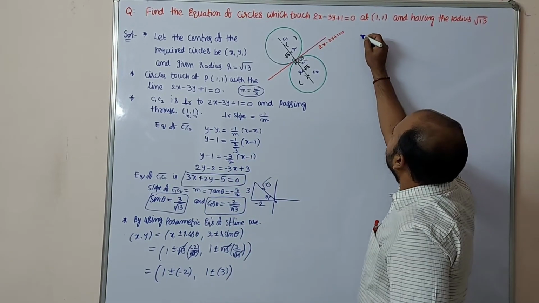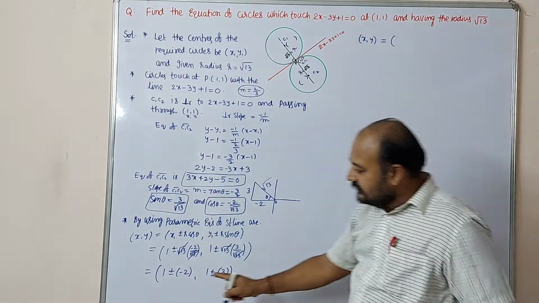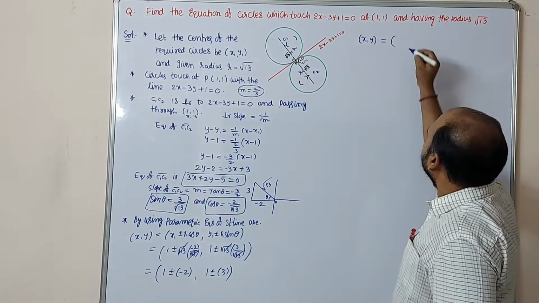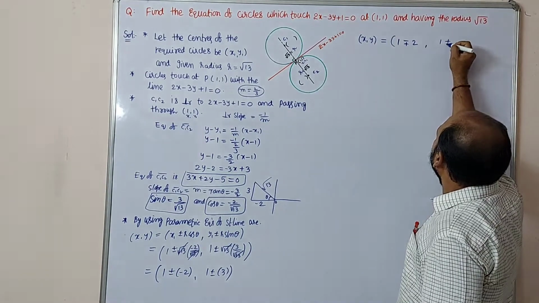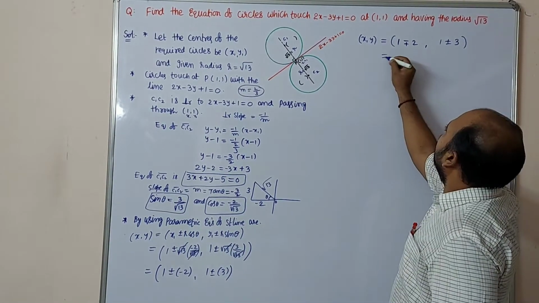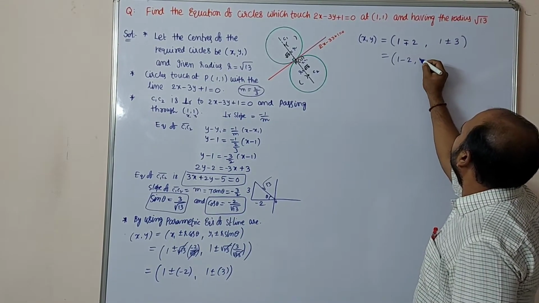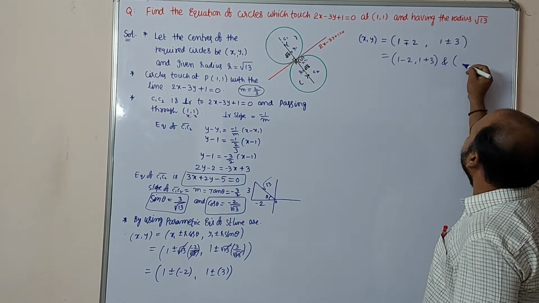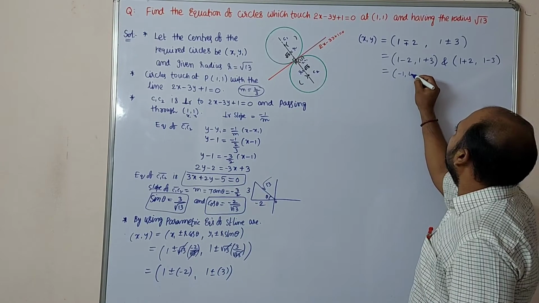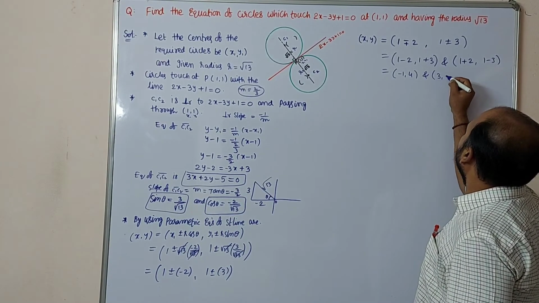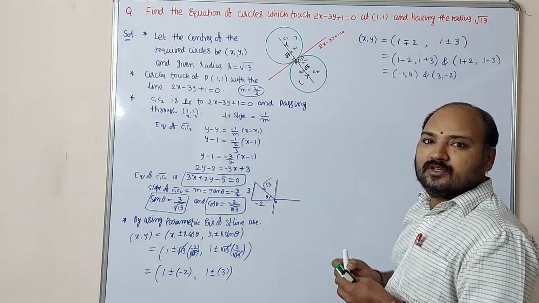So come to the cases. (x, y) is equal to, if we consider (1 plus minus 2, 1 minus plus 2), comma 1 plus or minus 3. So first here minus, here plus, one point will come as 1 minus 2, comma 1 plus 3, and 1 plus 2, comma 1 minus 3, which is equal to minus 1 comma 4 and 3 comma minus 2. These are the centers of the required circles.